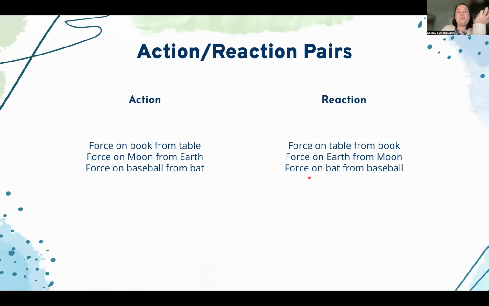Then we have the moon orbiting the Earth, and the action of the action-reaction pair might be the force on the moon from the Earth, and then the reaction would be the force on the Earth from the moon. Finally, a baseball being hit by a bat. We have the force on the baseball from the bat, and then the force on the bat from the baseball.